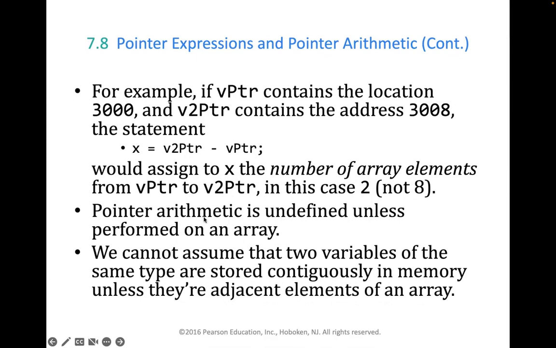So pointer arithmetic is undefined unless performed on an array. We cannot assume that two variables of the same type are stored contiguously in memory unless they are adjacent elements of an array. Only arrays store elements one by one.